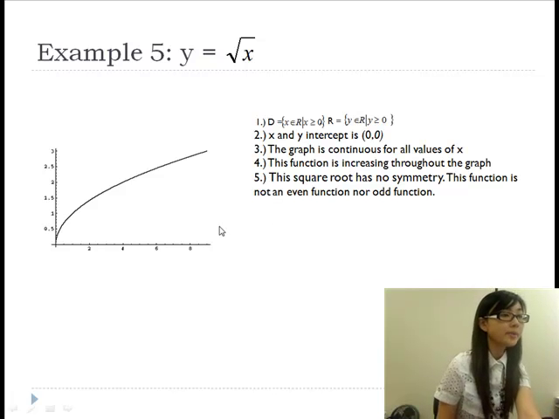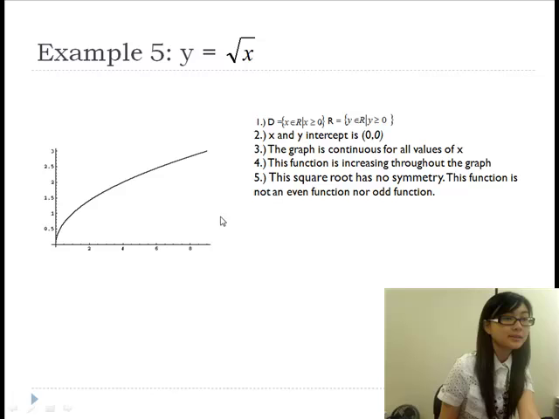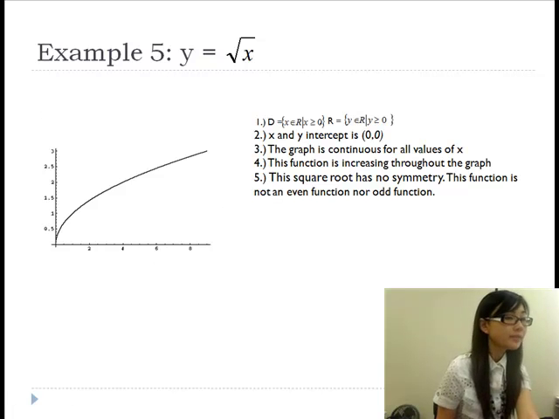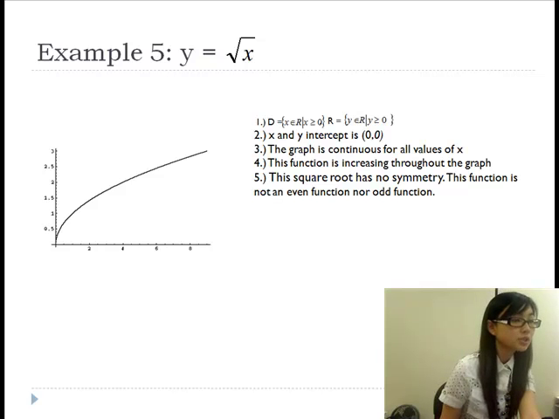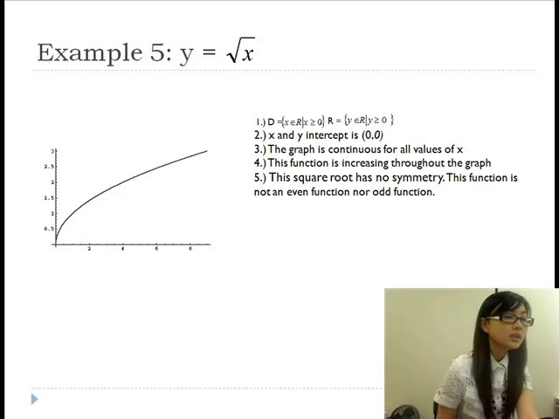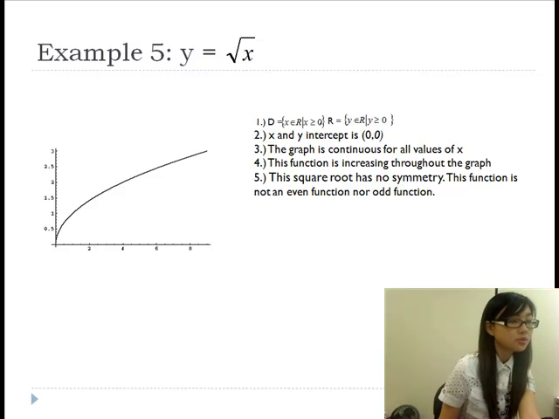Now let's take a look at example 5, y equals the square root of x. And again, we have to know what the graph looks like. The domain for this is x belongs to all real numbers, such that x has to be bigger or equal to 0, because we don't have any values that are negative. For the range, it's the same, y belongs to all real numbers, such that y has to be bigger or equal to 0. We see that the x and y-intercept is 0 and 0 because that's the only point in which the function intersects with the axes.